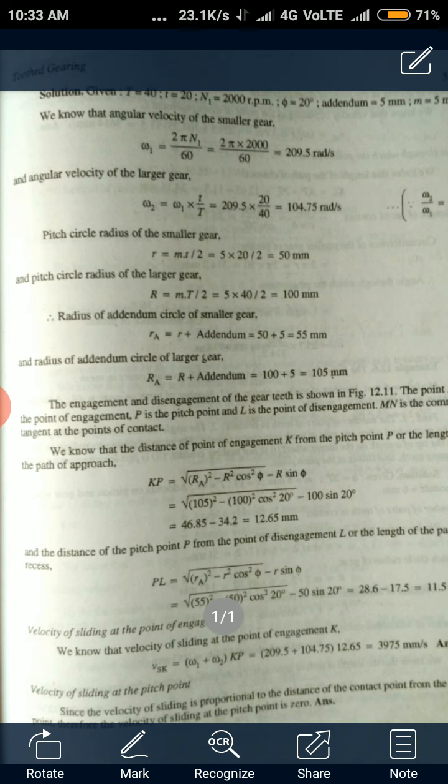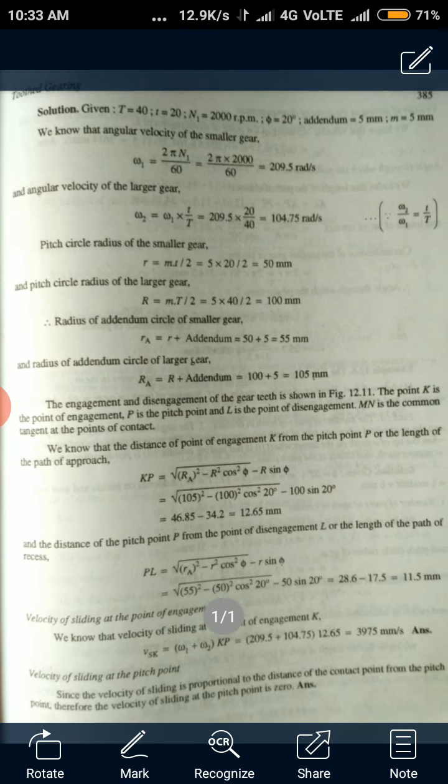Okay, similarly, the pitch circle radius of the smaller gear, small r equal to mt by 2, that's m is 5 mm, t is 20, by 2, so 50 mm. Similarly, the pitch circle radius of the larger gear, that is the wheel, capital R equal to mt by 2, 5 into 40 by 2, you got 100. Radius of addendum circle of the smaller gear, RA equal to r plus addendum, 55 mm. Radius of addendum circle of the larger gear, capital RA equal to capital R plus addendum, so 105 mm.